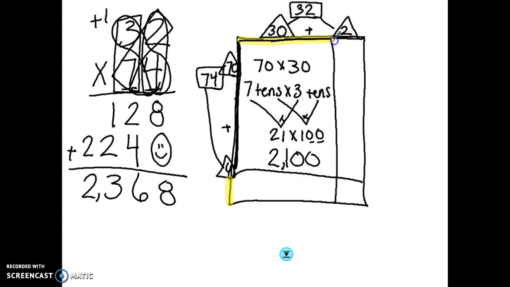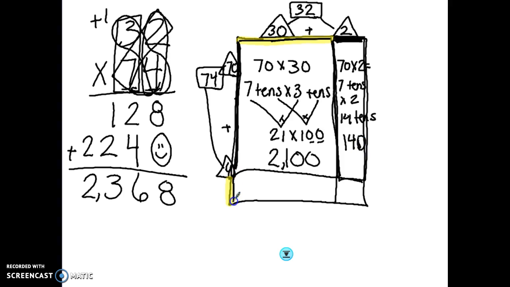Next, I can find the area of this rectangle right here. So what I first need to do is take the length, which is over here on this side where the triangle is. So the length of this piece right here is 70. And the width right here is 2. So 70 times 2. Again, if I need to change that to unit form, I could say 7 tens times 2 ones. I know 7 times 2 is 14. So I have 14 tens, which is the same thing as 14 times 10. Or you put 14 in your chart and shift it 1 place to the left, which is 140.